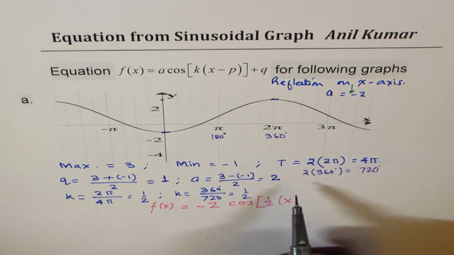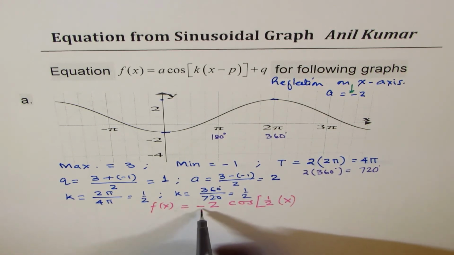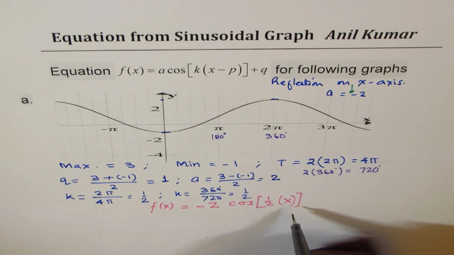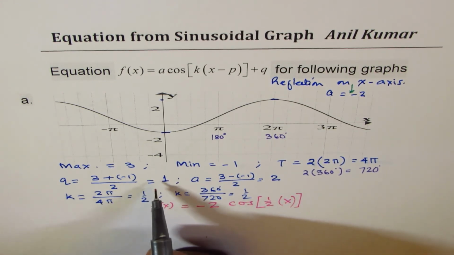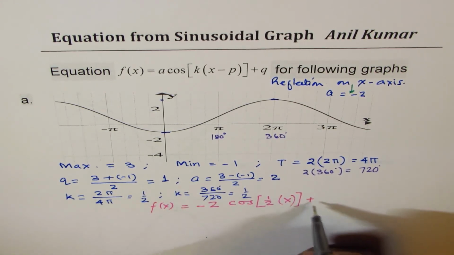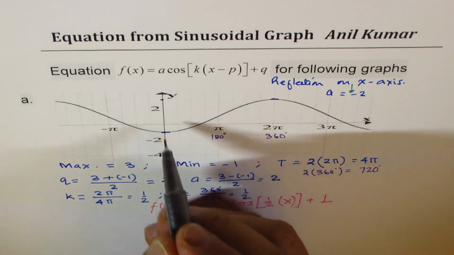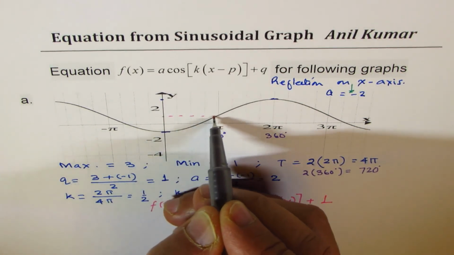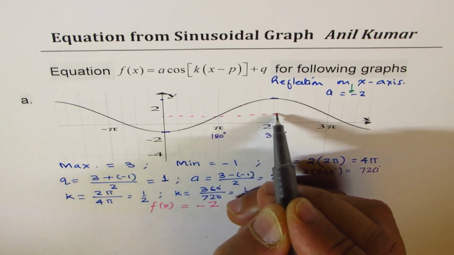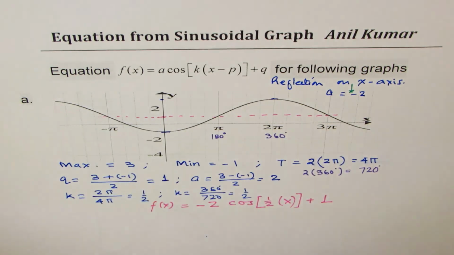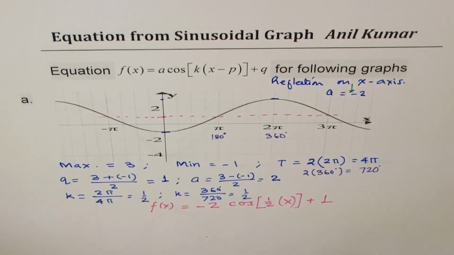x, and since we have already included phase shift here by reflection, so there is nothing here, and as far as q is concerned, it is plus 1, correct? So as you can see, the axis goes through 1. So that is how you could write down the equation for this particular sinusoidal function.